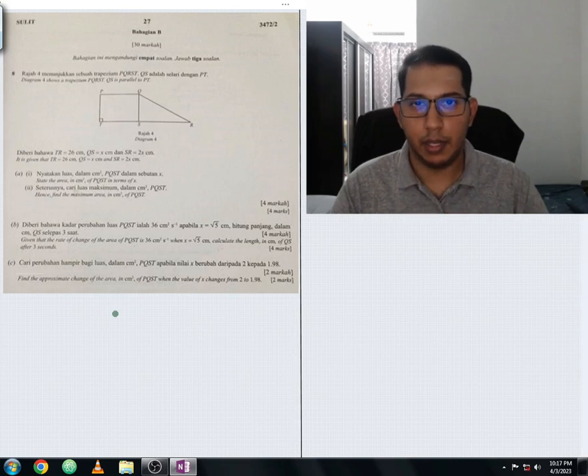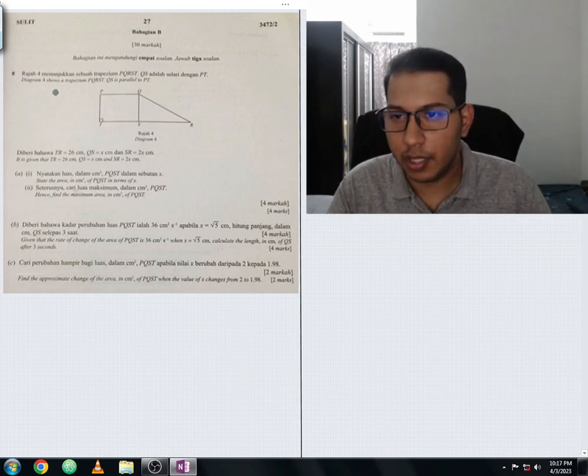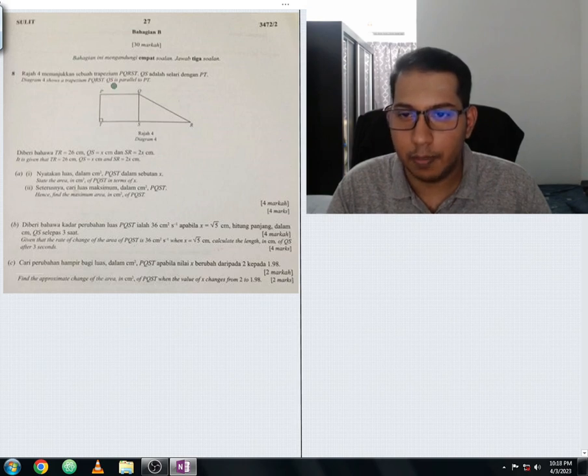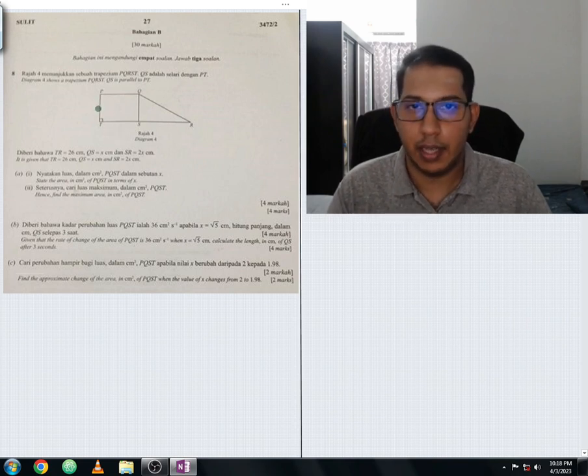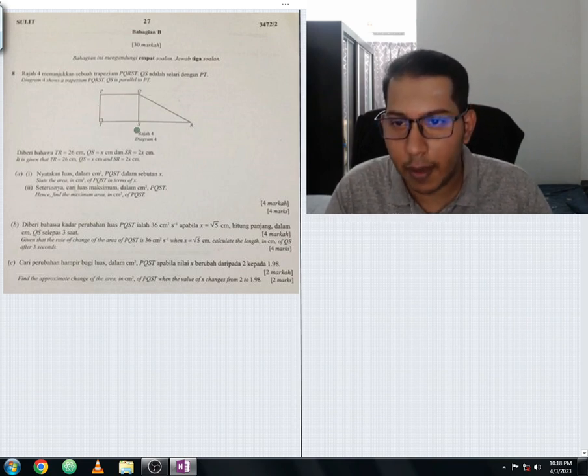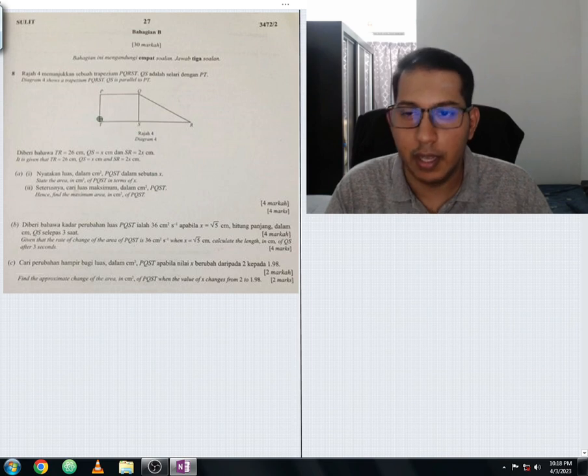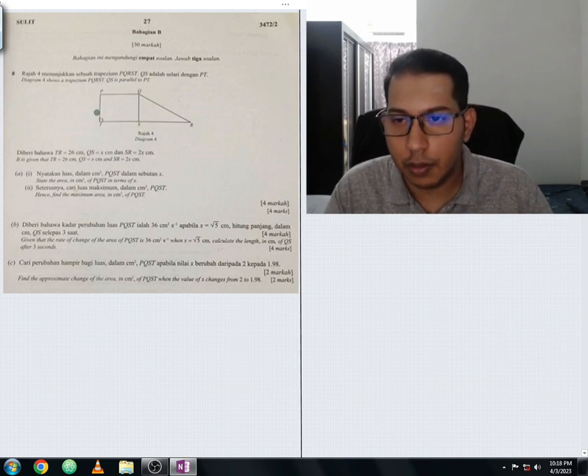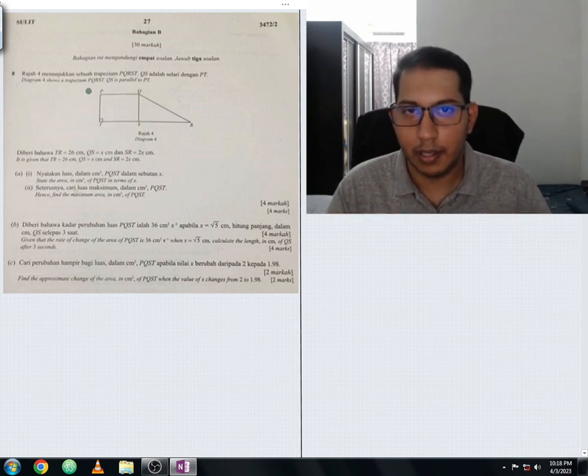Let me read the question now. Diagram 4 shows a trapezium PQRST. QS is parallel to PT. As you can see here, this is a trapezium shape, and they gave us additional information that QS is actually parallel to PT. And if you take a close note, PQST itself is actually a rectangular shape. Okay, so continue to read the question.